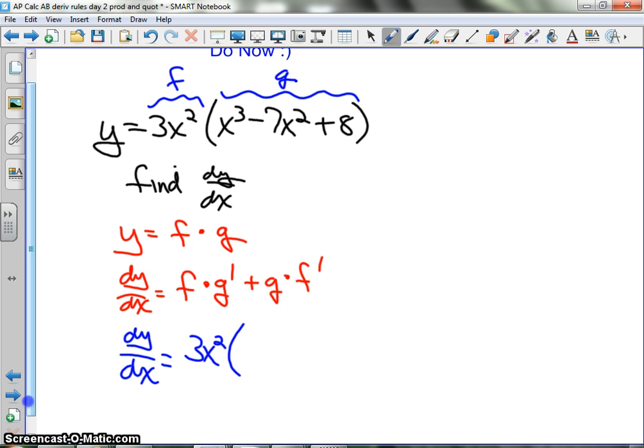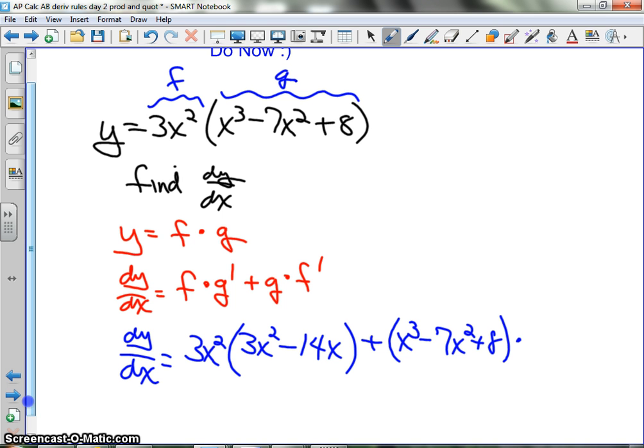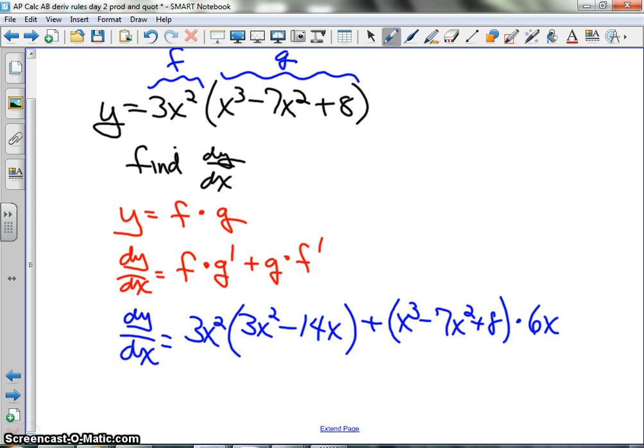Well, the derivative of g is 3x squared minus 14x plus 0. So just 3x squared minus 14x. Now I need to add on g as is, so x cubed minus 7x squared plus 8, and multiply that by the derivative of f, and the derivative of f is going to be 6x. Now that looks nothing like the derivative that we got just a few minutes ago, but I'm going to multiply it out and just see what happens.